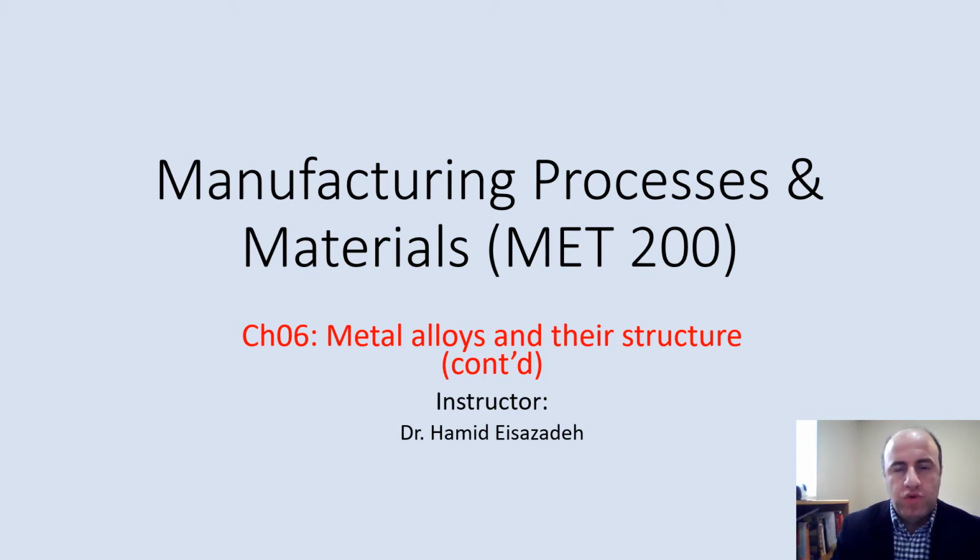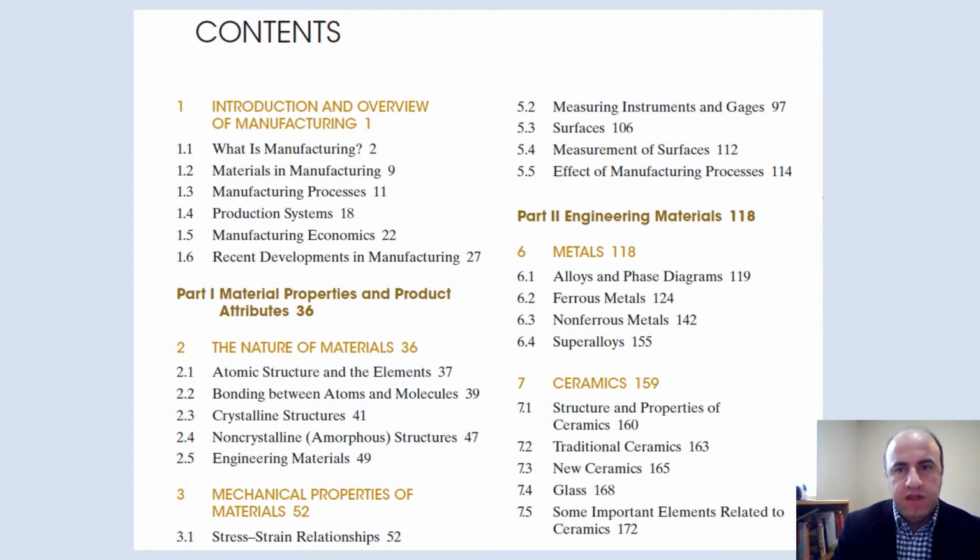Welcome to MET 200, Manufacturing Processes and Material. This is lecture 4, and we are still in chapter 6, and today I'm gonna explain a little about phase diagram. Then we go to carbon steel. We talk about the phase diagram of the carbon steel.